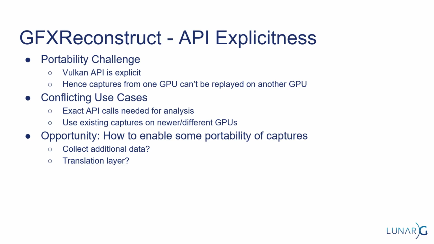People want the exact API calls in that capture. They need it for analysis purposes when they're debugging or working on their new GPU hardware. But we'd also like to be able to play those captures on a newer or different GPU. For example, during GPU development, we have a new GPU under development. We'd like to take those existing workloads and run them through our simulators. So those two use cases can be in conflict with each other, and we are in the process of identifying methods of storing metadata or translation layers to help with some of these portability issues.